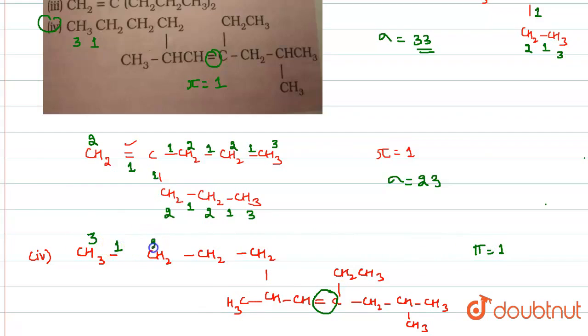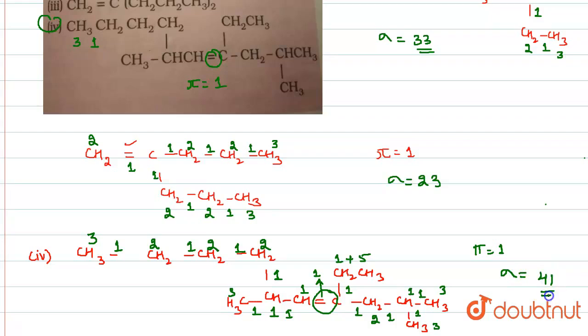3 sigma bonds, 1 sigma bond, 2 sigma bonds, 1, 2 sigma bonds, between carbon 1 sigma bond, 2 sigma bonds, 1 sigma bond, here is also 1 sigma bond, 3 sigma bonds, 1 sigma bond, this is also 1 sigma bond, here we have 5 sigma bonds and 1 carbon bond also. One bond with hydrogen, one bond with carbon-carbon, three bonds with hydrogen. When we calculate all this, the number of sigma bonds will be 41.